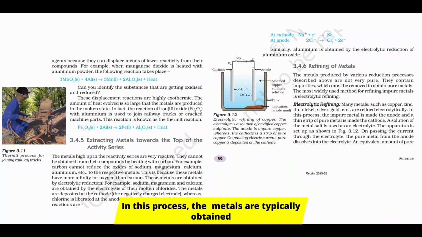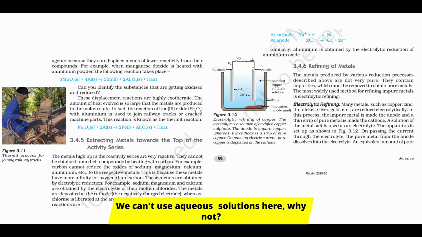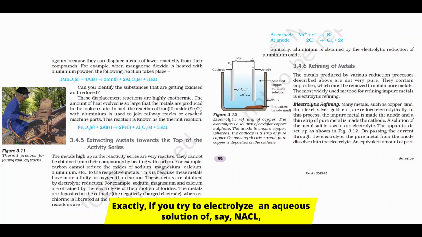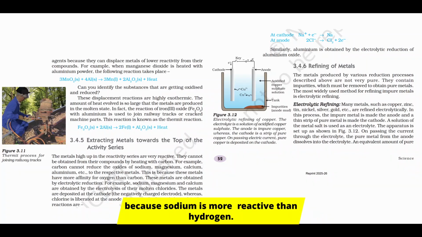In this process, the metals are typically obtained by the electrolysis of their molten fused salts, usually chlorides or sometimes oxides. We can't use aqueous solutions here, why not? If water is present, would the water react instead? Since these metals are so reactive with water. Exactly. If you try to electrolyze an aqueous solution of, say, NaCl, you'd get hydrogen gas produced at the cathode from the water reduction, not sodium metal, because sodium is more reactive than hydrogen. So we must use the molten salt with no water present.